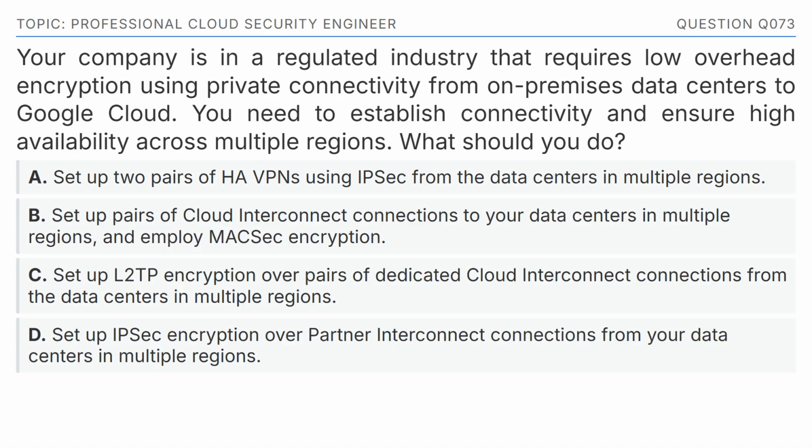centers in multiple regions. Option B, set up pairs of cloud interconnect connections to your data centers in multiple regions, and employ MACsec encryption. Option C, set up L2TP encryption over pairs of dedicated cloud interconnect connections from the data centers in multiple regions. Option D, set up IPsec encryption over partner interconnect connections from your data centers in multiple regions.